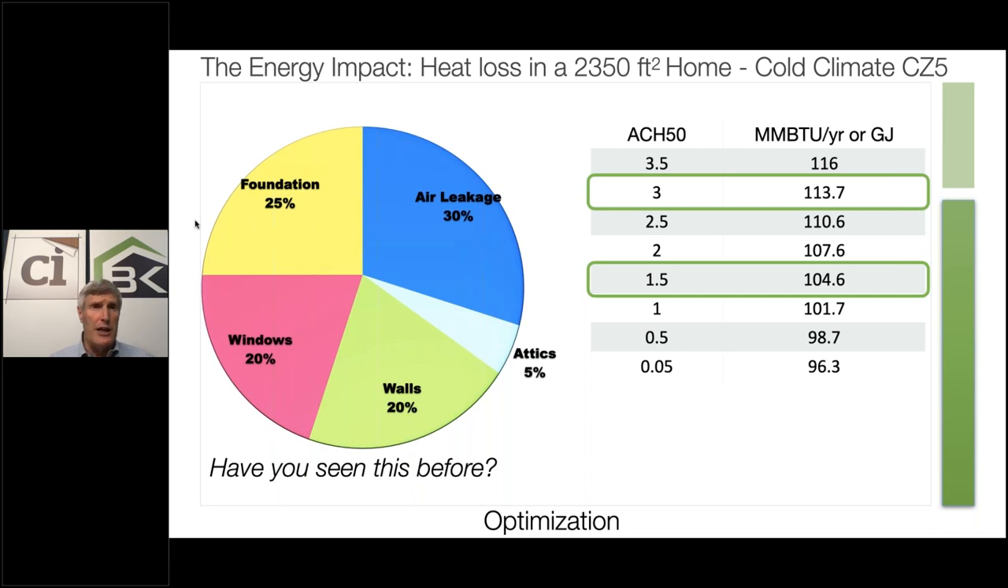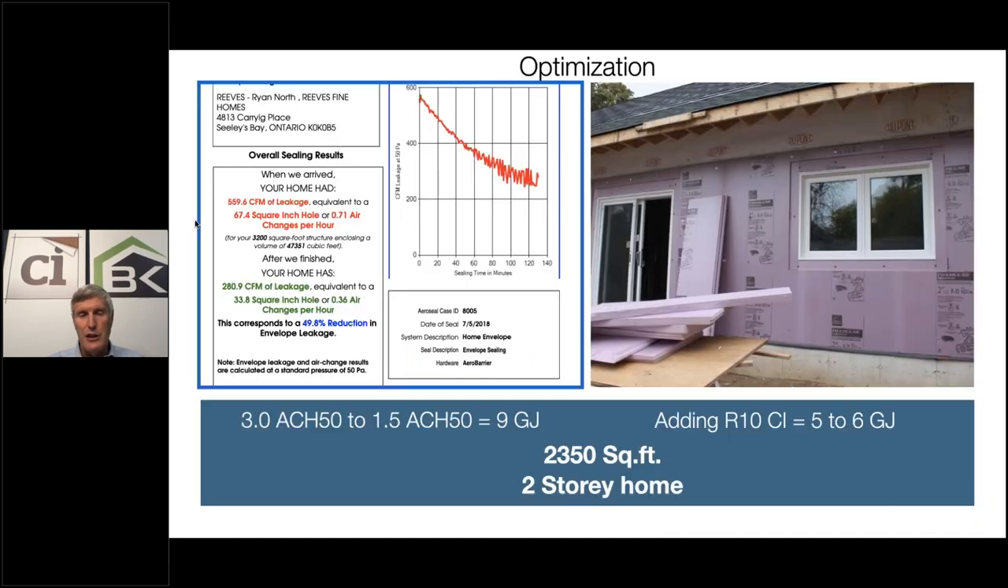And you're going to go, should I be 3? Should I be 2, 2.5? And I'm going to say with AeroBarrier, why wouldn't you be under 1.5 and be done with it? 1.5 is a pretty magical number. 1, it reduces your durability warranty risk. 2, it reduces your customer complaints. 3, it's the single most cost-effective way of getting your gigajoules or your millions of BTUs down. And that becomes a huge element as you're trying to get to net zero construction or zero energy construction. If you can get to 1.5, lots of other things can change in the net zero conversation. So that's the important part.